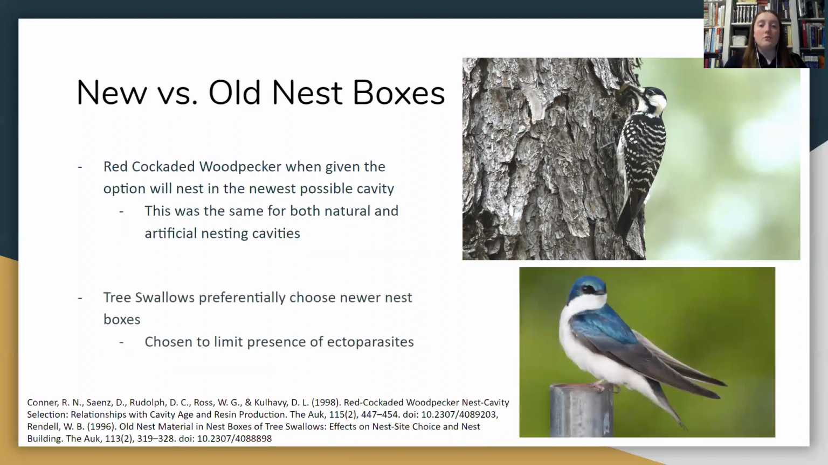Another example is tree swallows preferentially choosing to nest in the newest nest possible when given the option. And the reason for this being that they are attempting to limit the presence of ectoparasites within their nest, as the presence of these ectoparasites could potentially decrease their offspring quality.